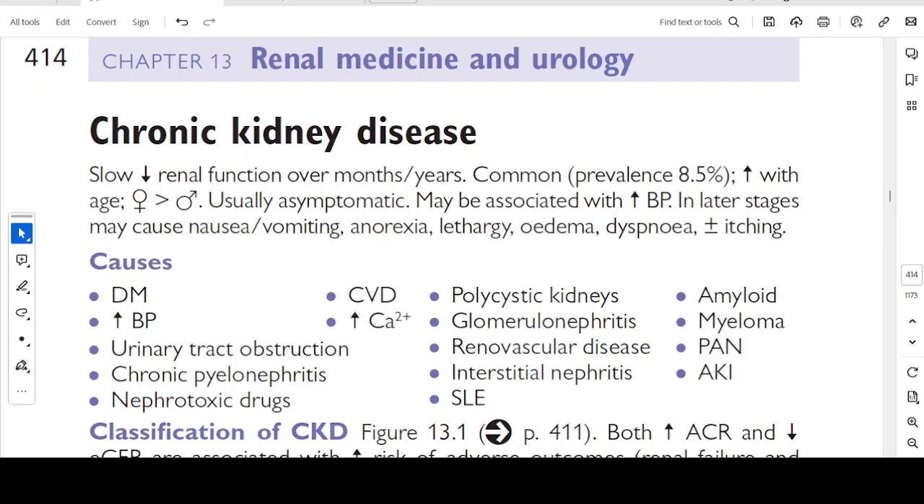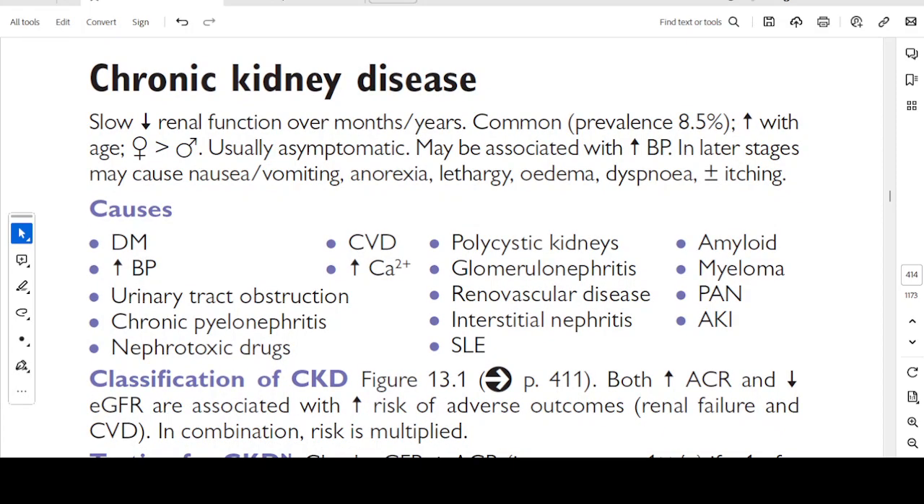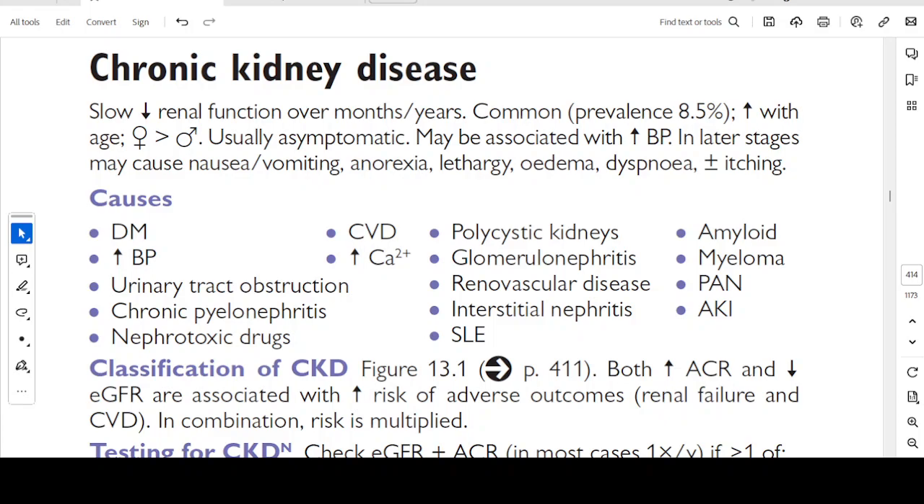Page number 414, chronic kidney disease. A slow reduction in renal function over months or years is chronic kidney disease. Prevalence is 8.5%. This increases with age, and is higher in females than males. It is usually asymptomatic, but may be associated with increase in BP. In later years it may cause nausea, vomiting, anorexia, lethargy, edema, dyspnea, plus or minus itching.